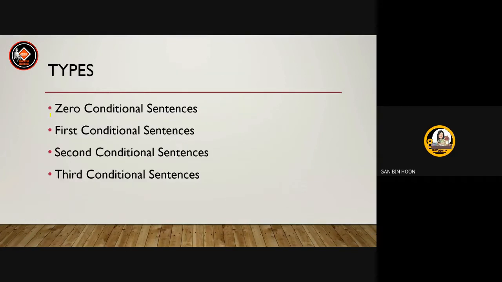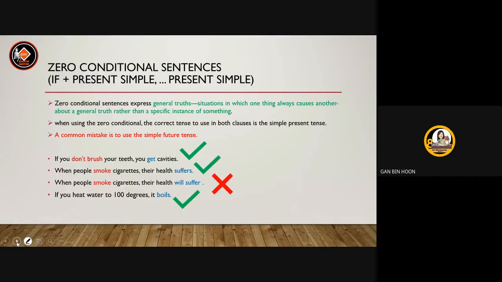Okay, let's look at the first one. You call the first one zero conditional sentences. After that, first conditional sentences, then second conditional sentences, and third conditional sentences. So let's look at the first one. We are looking at zero. Please memorize the formula, because in grammar you have formulas. So this is how you write. You write if plus present simple, plus present simple. So there must be two. If plus present simple, present simple.